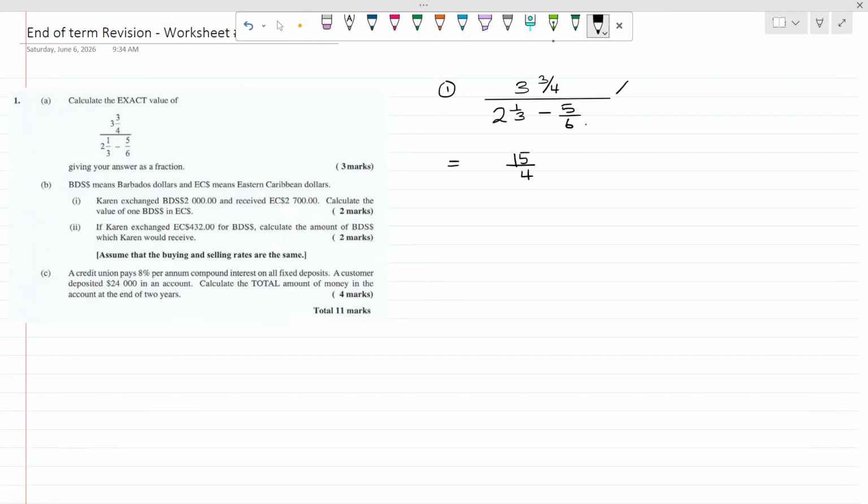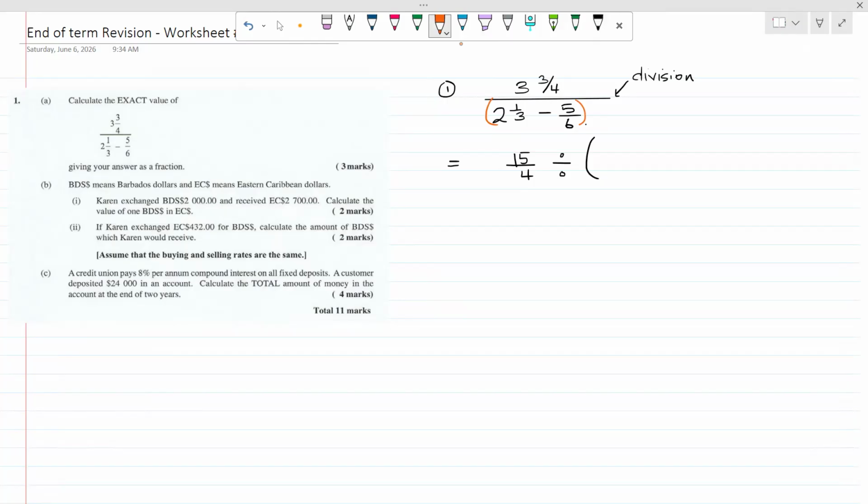Now this line here implies division. So I want to rewrite this a little differently. I want to use a division sign instead. Right? It's easier for you to process it that way. And then we're going to use our bracket because underneath here, we have to work this out separately.